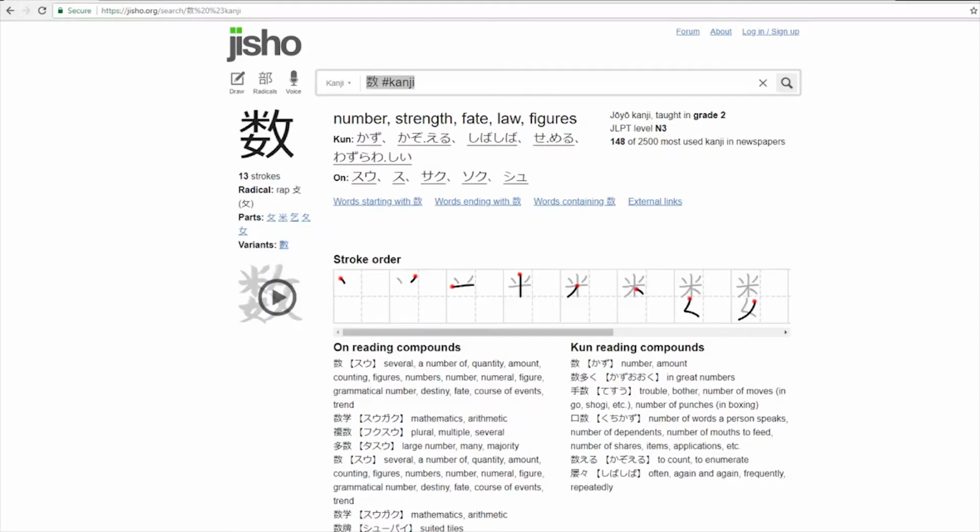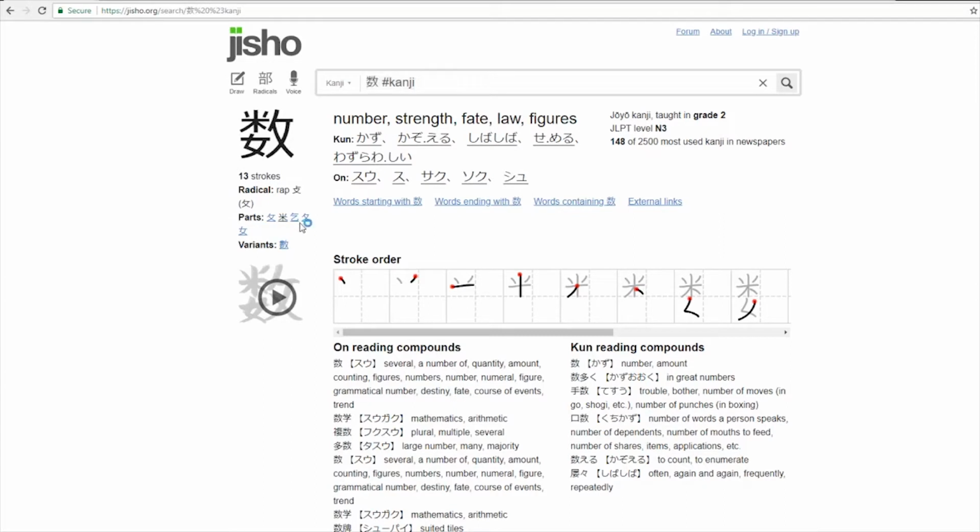So we're going to move on to the last 10 kanji here. The first one we're going to look at is number, or strength, fate, law, figures. Kazu is going to be the kunyomi, and su is going to be the onyomi.